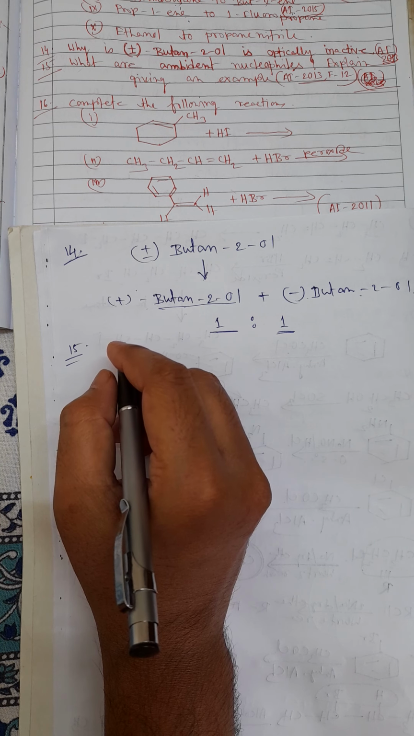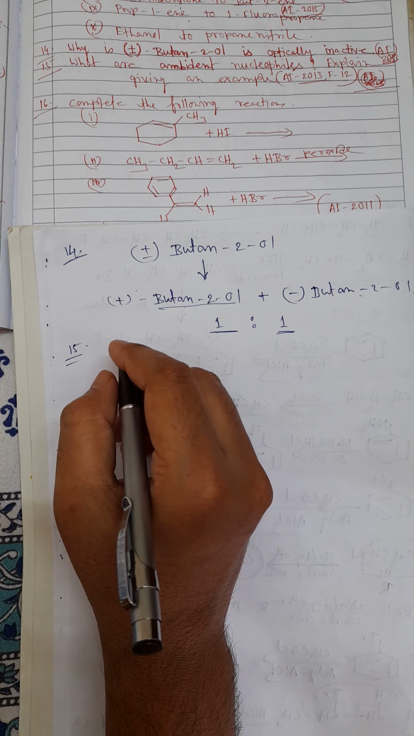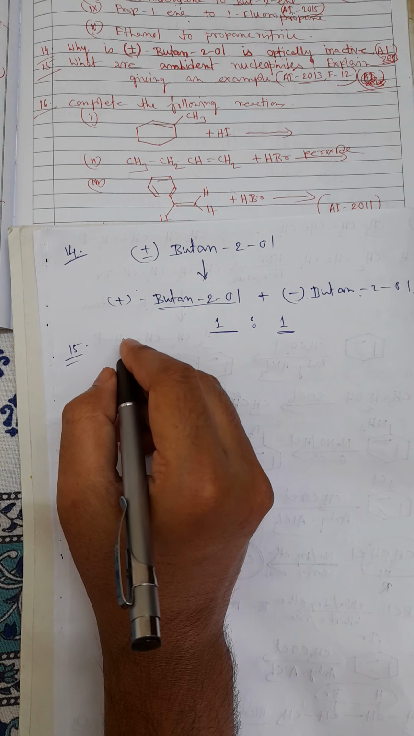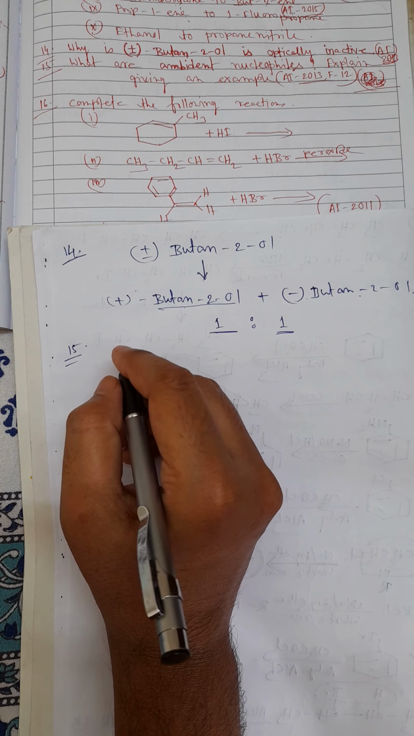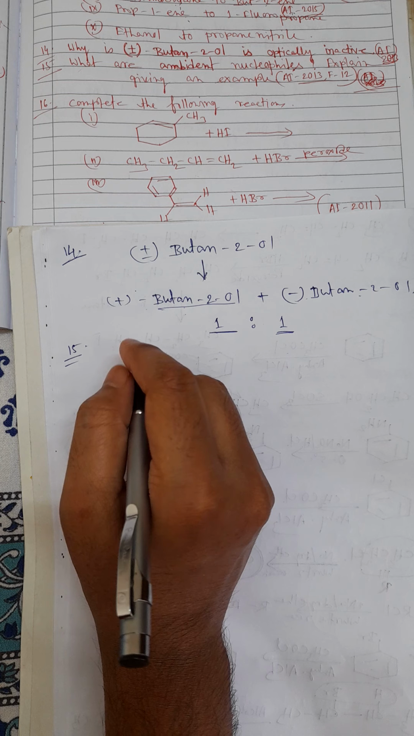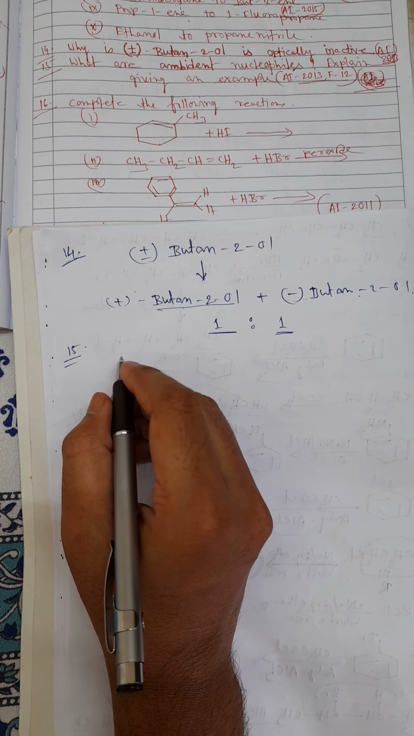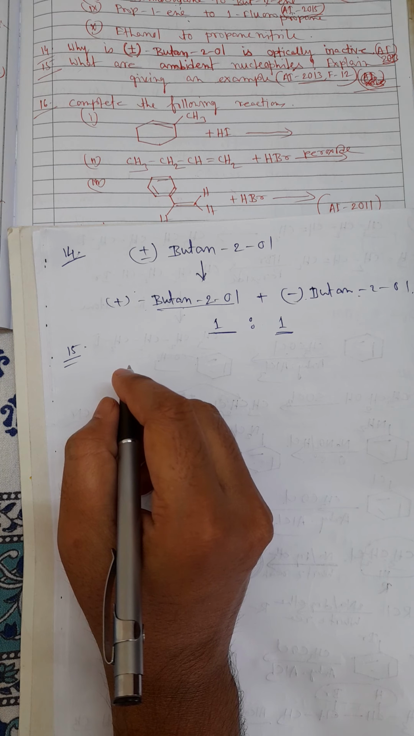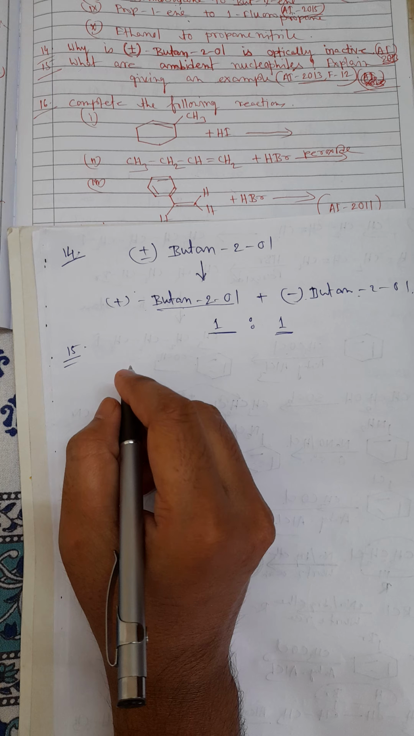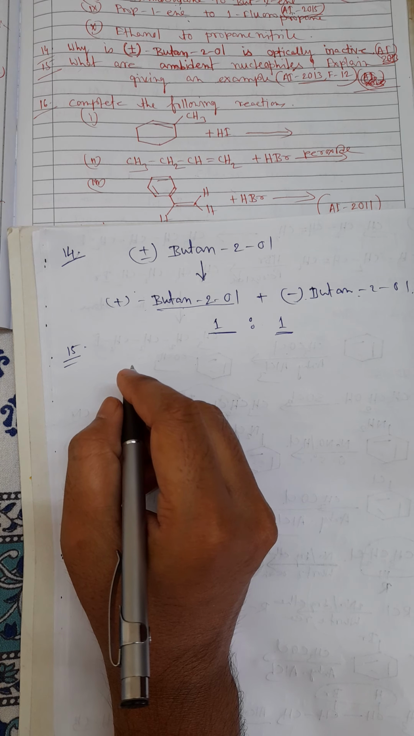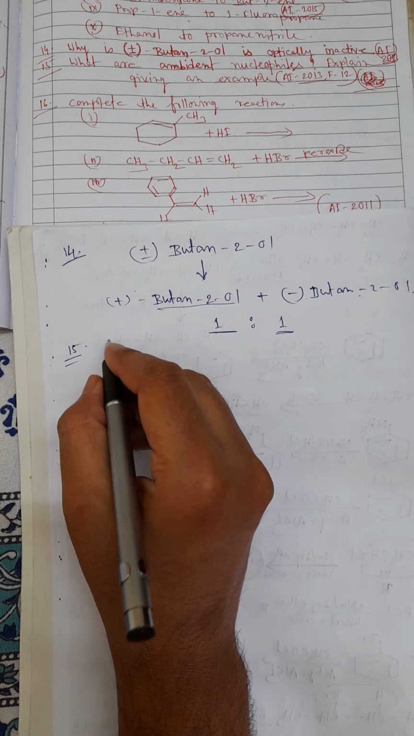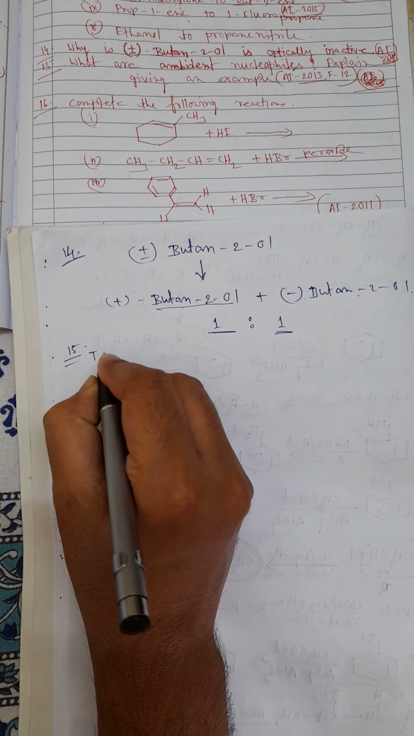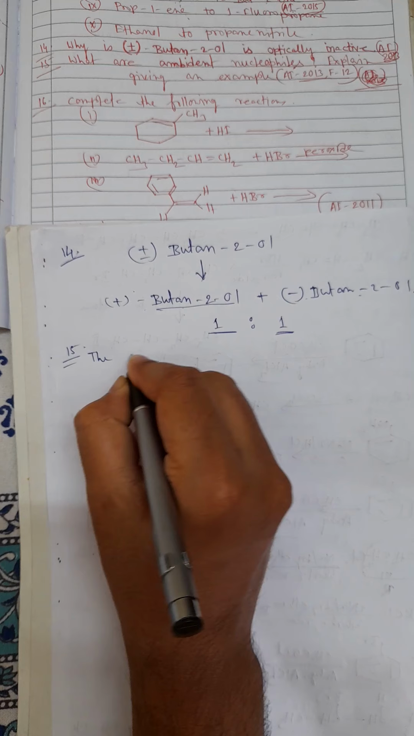Now let's come to the next point, that is what are ambident nucleophiles. Explain giving an example. Now students, the ambident nucleophiles are the nucleophiles that possess two or more nucleophilic centers, that is donor centers, but can use one donor center at a time.